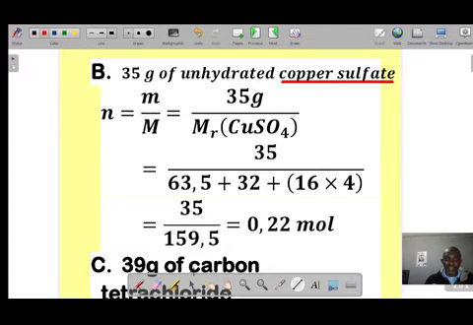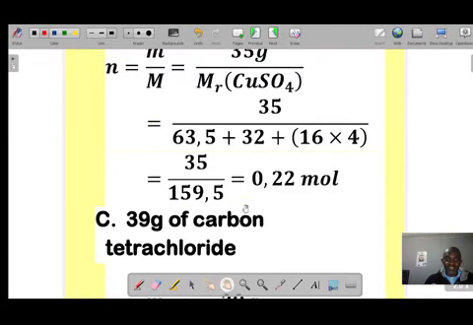When I compute this, my denominator gives me 159.5, and don't forget I'm dealing with 35 grams of copper sulfate. So if I divide this on my calculator, I get 0.22 moles.